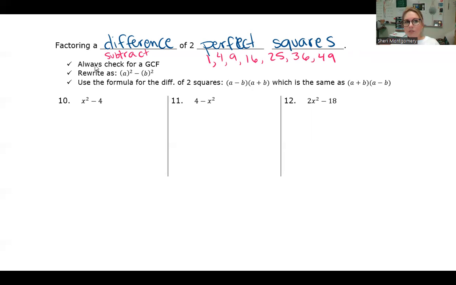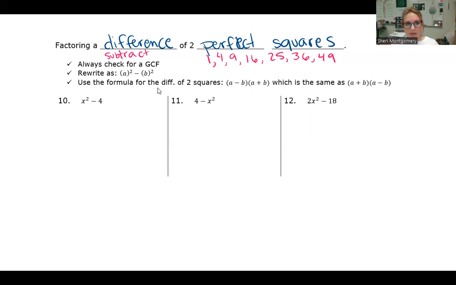One thing that we have to do sometimes is check for a GCF. If there's not a GCF, then if we notice there are perfect squares, we're going to rewrite it in this format. You'll see why. And then once we have it in this format, then we have a formula, and it looks like this. So I'm going to walk you through.